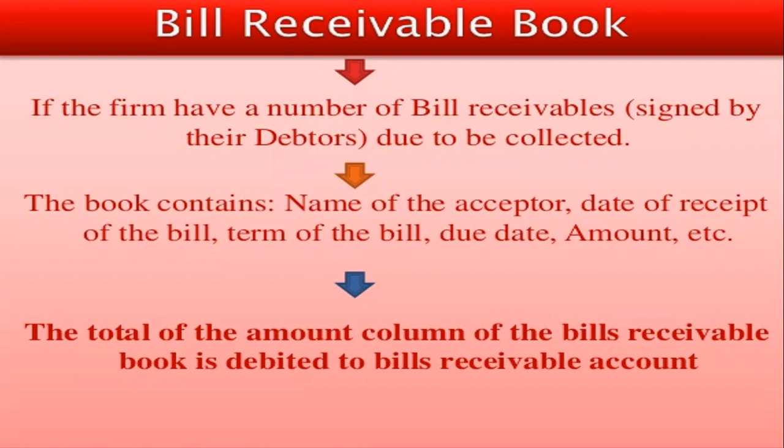Just like bills payable, we have the bills receivable book. That is for our credit sales. Instead of debtors, the customer will give us a promissory note that they are going to pay the amount on a due date. So that amount and that due date will be recorded in the bills receivable book.